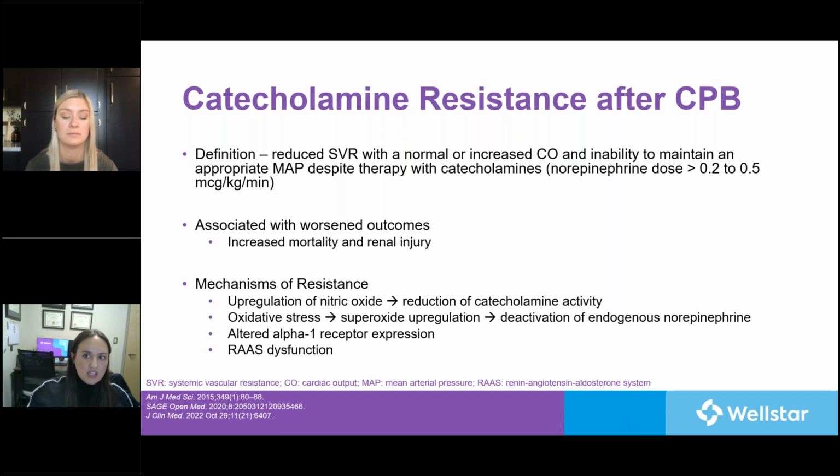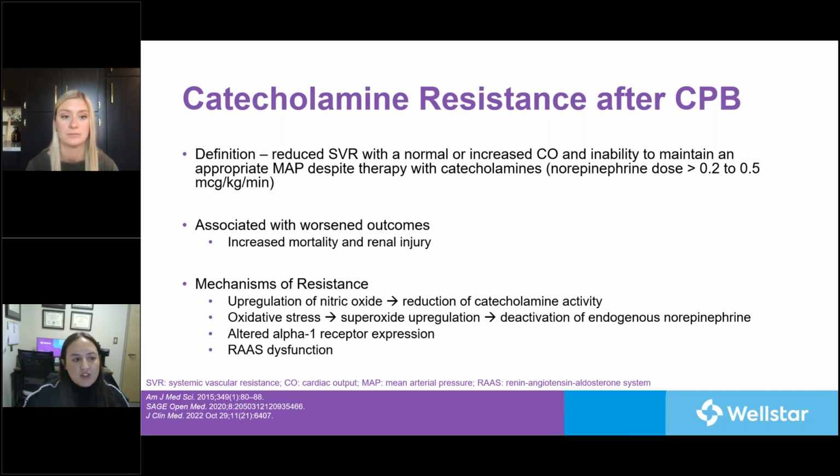Vasopressin can be particularly useful in patients that have catecholamine resistance after cardiopulmonary bypass, which is really common. The definition is a bit debated. It typically is defined as a reduced systemic vascular resistance with a normal or increased cardiac output and an inability to obtain appropriate MAP despite therapy with catecholamines. The part that's not well established is exactly what dose of norepinephrine or norepinephrine equivalent we should be starting additional agents at, or when we will classify this as catecholamine resistance. But typically that number falls somewhere between 0.2 and 0.5 mcg per kilogram per minute.